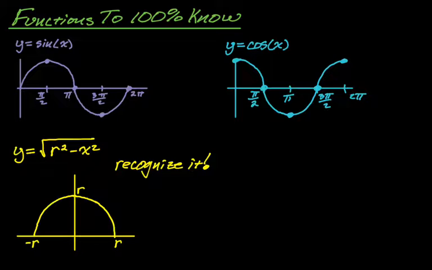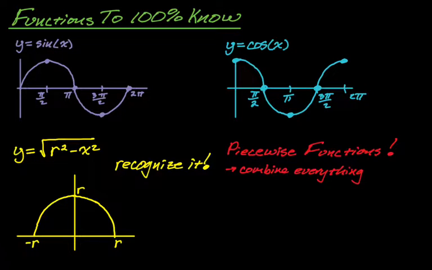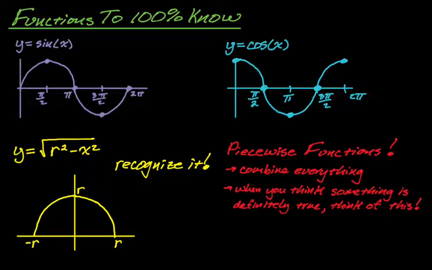Now, my last type of function that I think you should know can't really be described because it could be anything, and that is a piecewise function. So piecewise functions could combine any of the functions we just talked about or any other function you can think of. And I would say that when you think all functions of a certain type have a certain property, you should think of piecewise functions because they are notoriously good at breaking the rules. So make sure you are on top of your piecewise function concept.